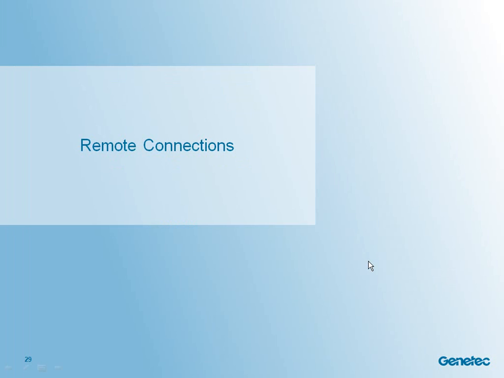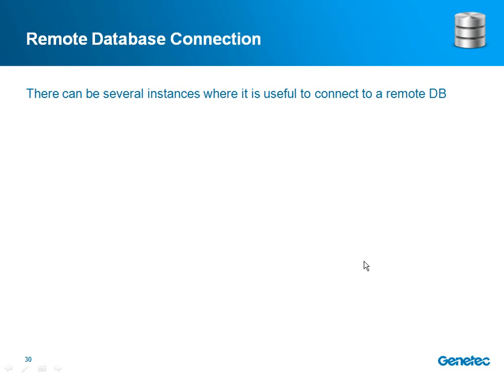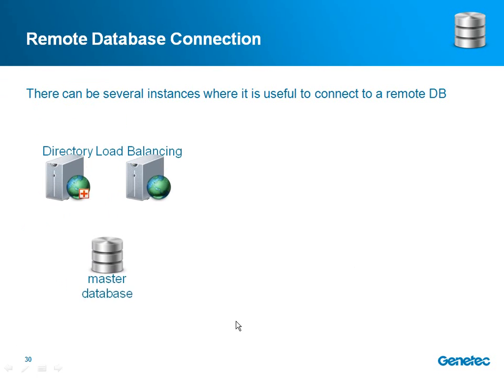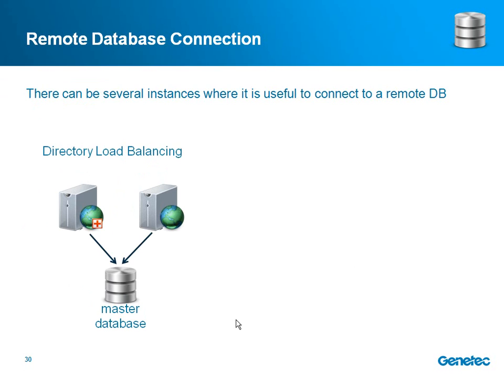Okay, so the next thing we need to make sure is set up are the remote connections to the database. If you're going to be setting up directory failover, you'll need to connect to a remote database at some point. If you're only setting up additional directory servers for load balancing and not doing database failover, you'll still need to have the remote connection set up on the master database so other directories can connect to it.